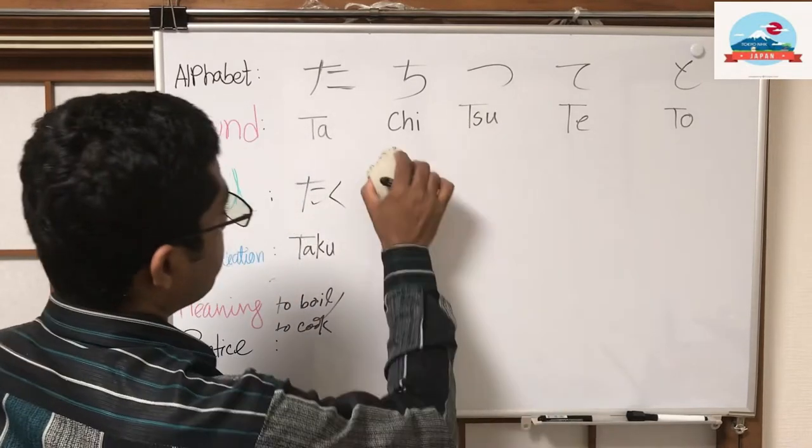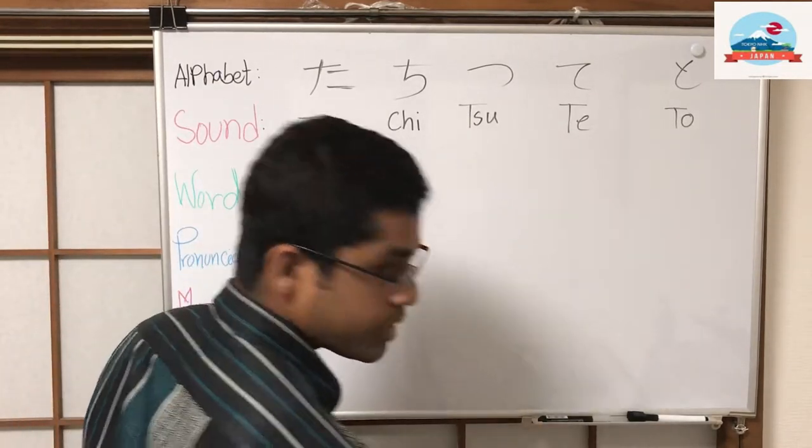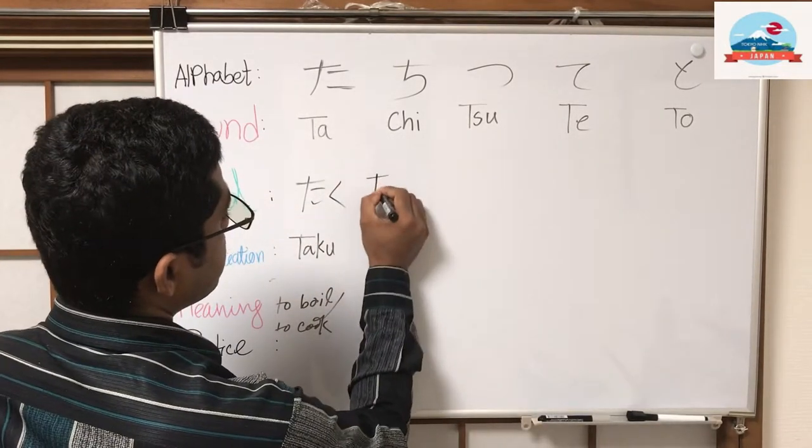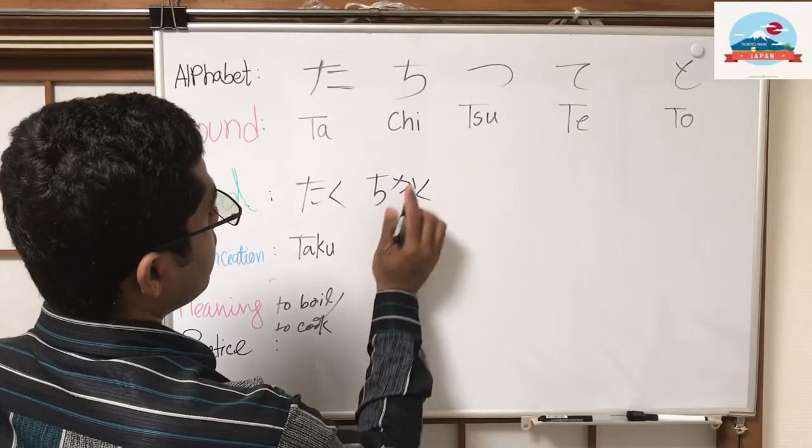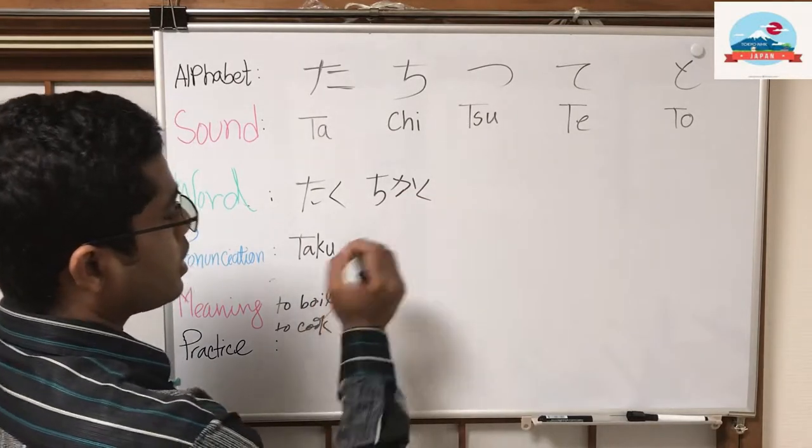We'll make a word. Easy word. Chi, ka, ku. Okay? Chi, kaku.